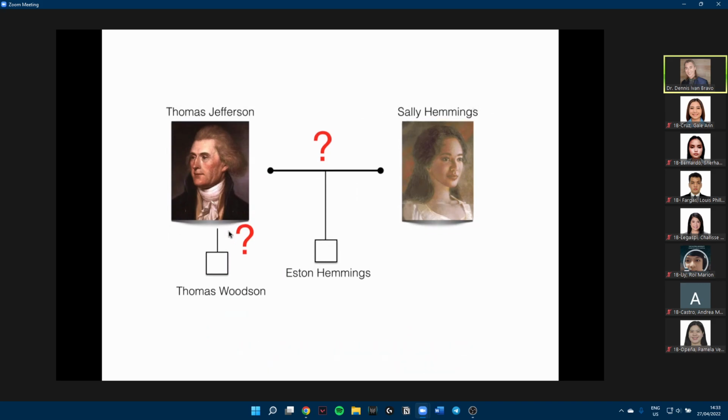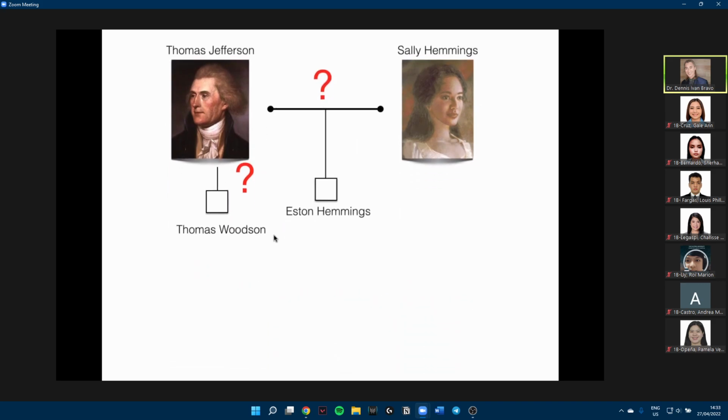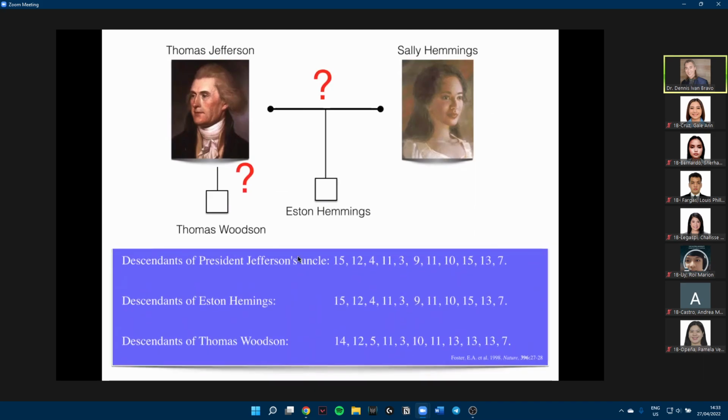And this is the result published in Nature, shown in numbers indicating the size and frequency of the STRs. Since we're looking only at the Y chromosome, one locus, it should be a perfect match. So if you take a look at Eston Hemings and the descendants of the uncle, it's a perfect match, they're all the same. That means they have the same Y chromosome, while the descendants of Thomas Woodson is totally different. So the Y chromosome here is different.